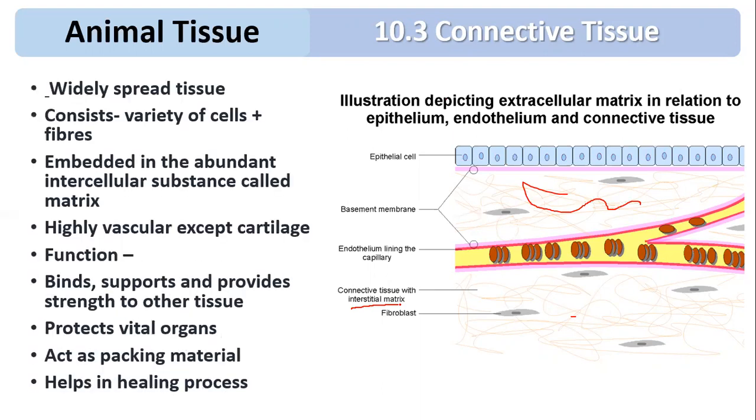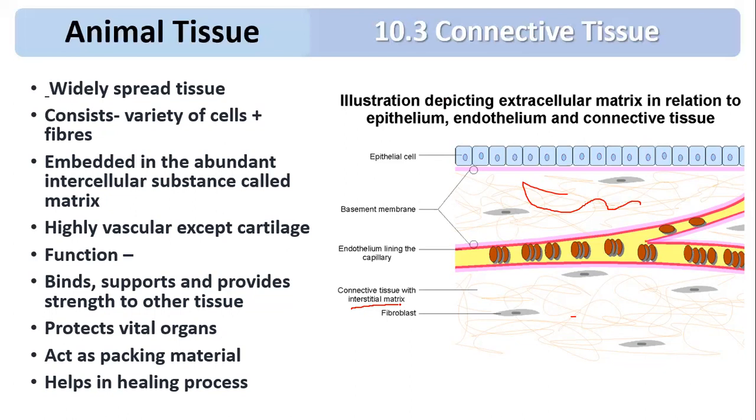This is the widely spread tissue. I already told you that whenever I say connective tissue, it has cells and fibers embedded in abundant intercellular substance called matrix. It is highly vascular except cartilage. The main function is to bind, support and provide strength to the other tissue. It protects vital or important organs, acts as a packaging material and helps in the healing process. So that is all about the introduction of connective tissue.